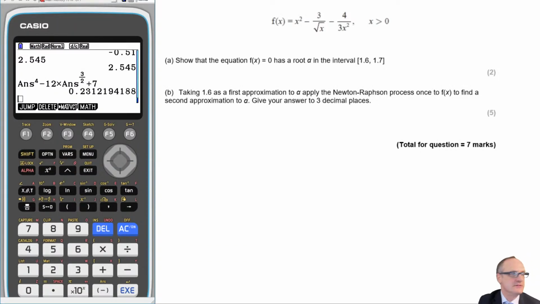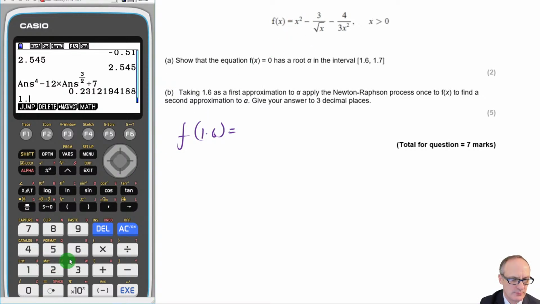Right, let's get into this part of the question. So we've got to show, it's the same question, more Newton-Raphson. We've got to show the equation f of x equals 0 has a root alpha in the interval 1.6 to 1.7. So essentially what we're going to do, again, is work out f of 1.6, but we've got a new function.